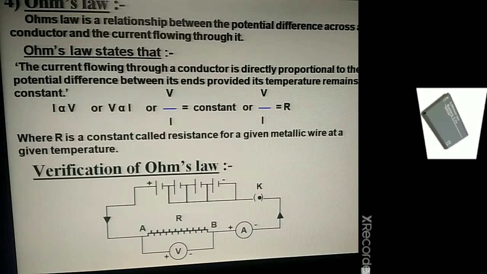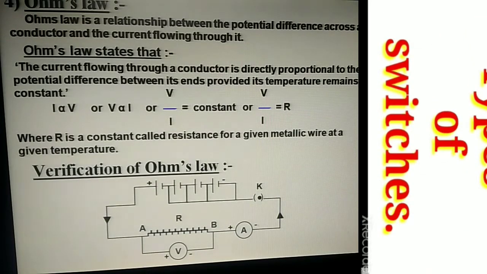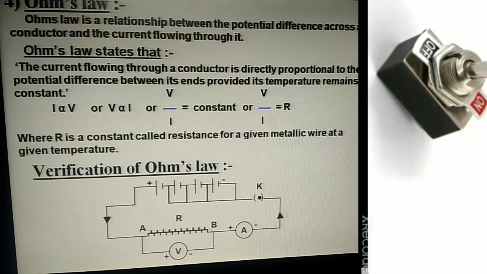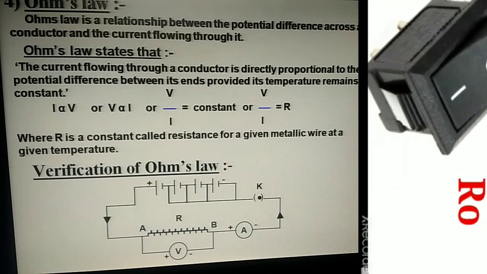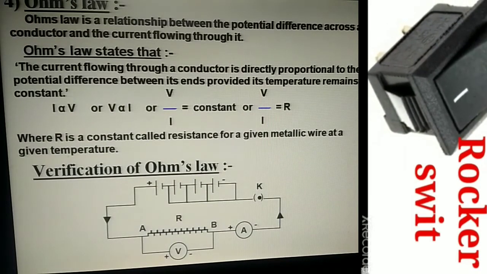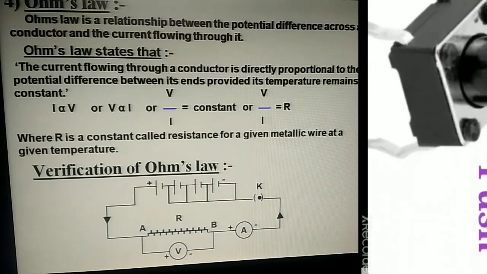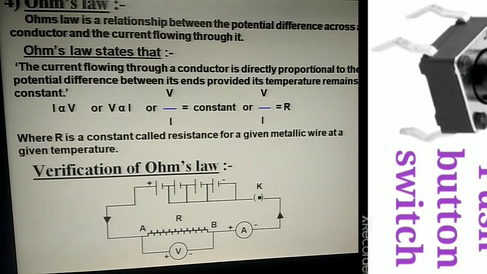That is, I is directly proportional to V, or V is directly proportional to I, or V by I is equal to a constant, or V by I is equal to R, where R is a constant called resistance for a given metallic wire at a given temperature.